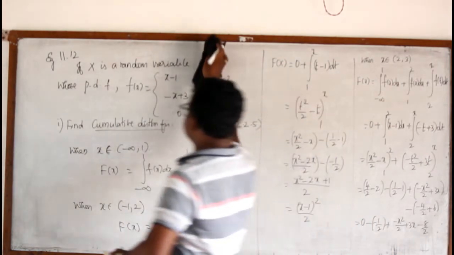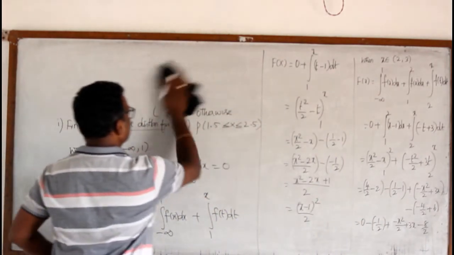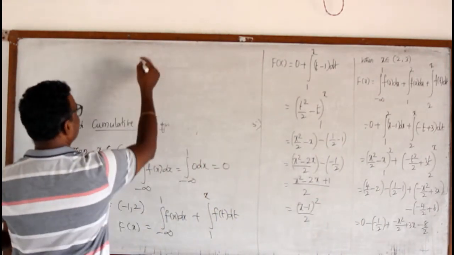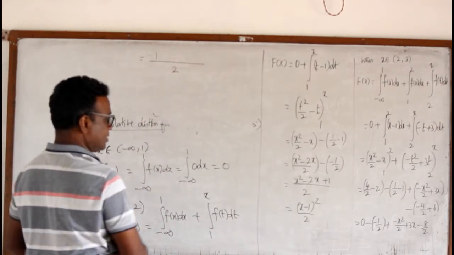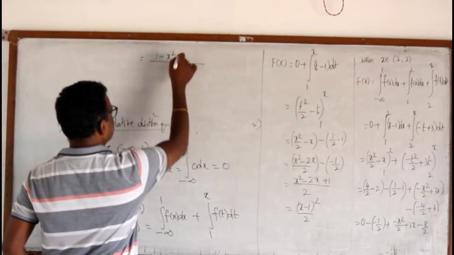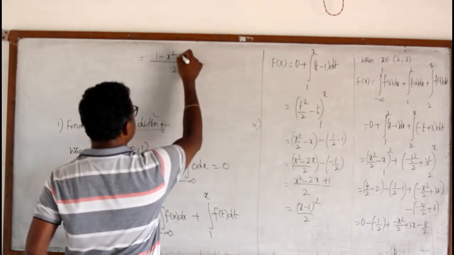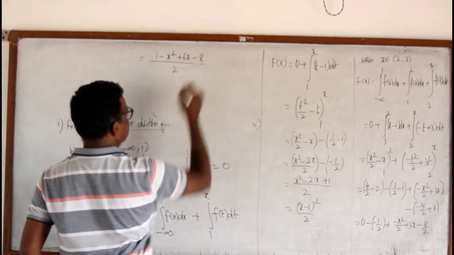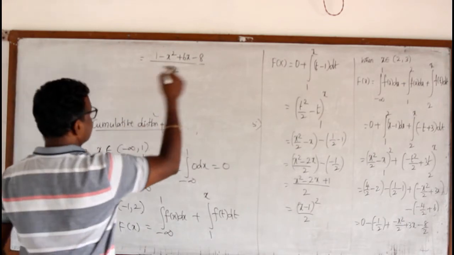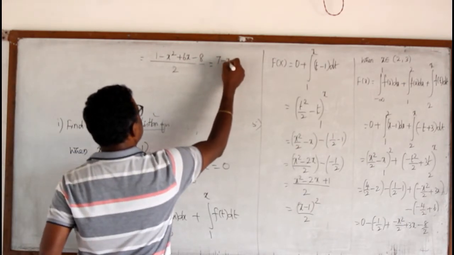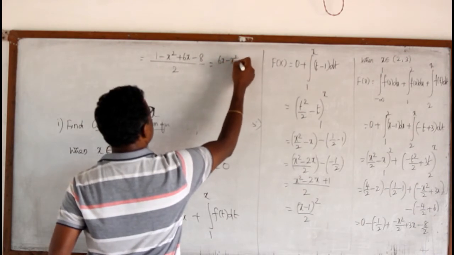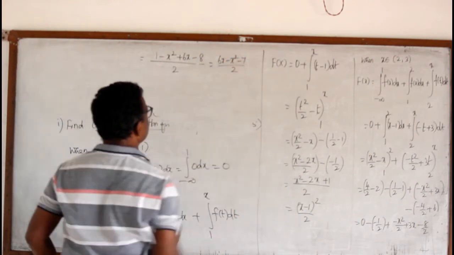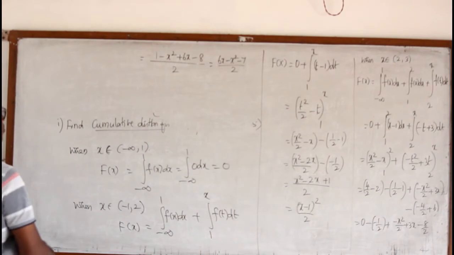Now we shall take LCM as 2. Then it is plus 1, minus x square plus 6x minus 8. 8 minus 1 is 7, minus x square, minus 7, is 6x minus x square minus 7 by 2. This is for 2 to 3.